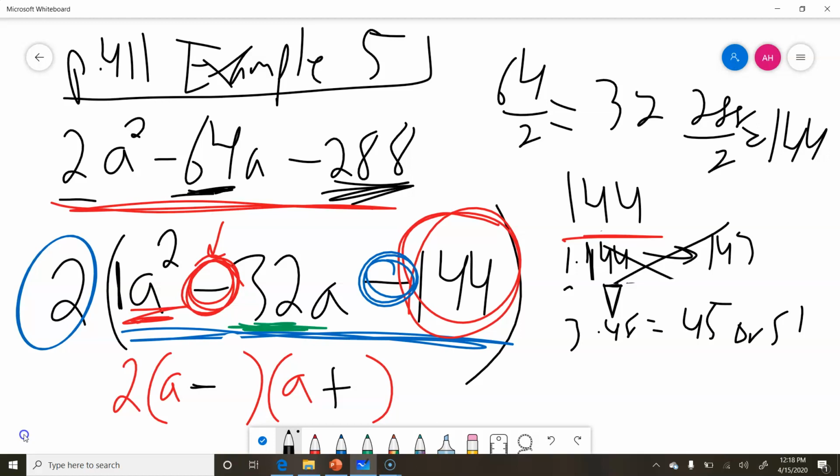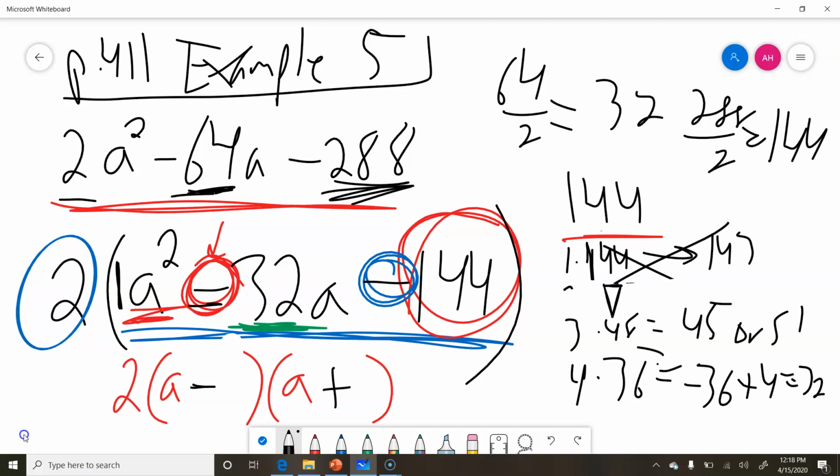So not helpful. So let's try 4. 144 divided by 4 is 36. Ooh, that's convenient because look at this. 36 is going to be the minus, and I'm going to add 4 to that, and I'm going to get 32. Am I negative 32? That's what I'm trying to get.